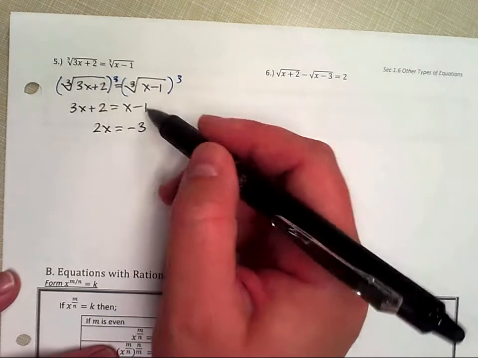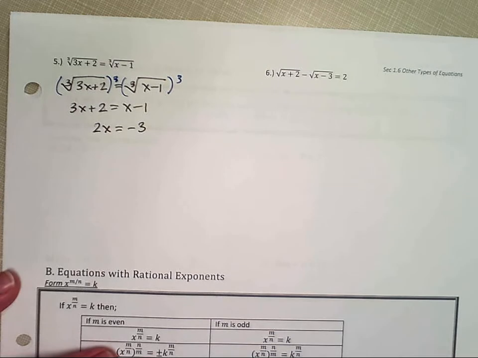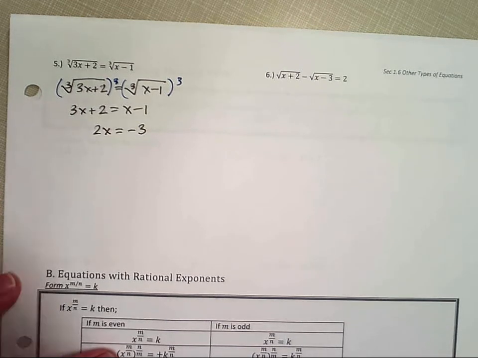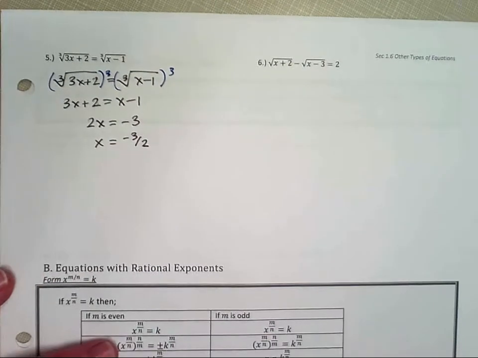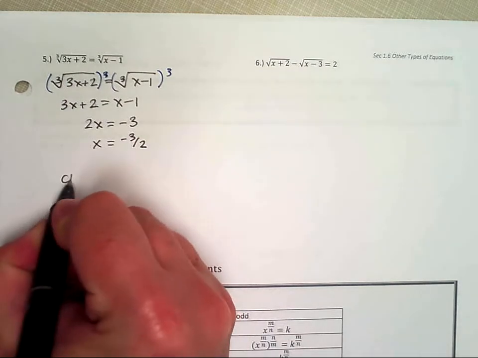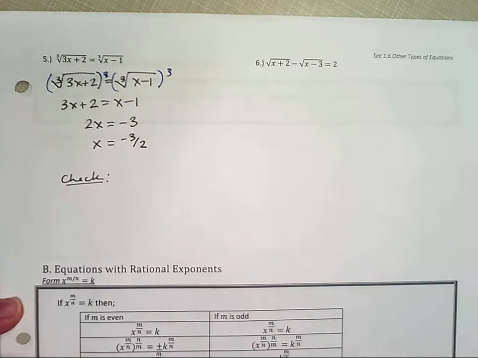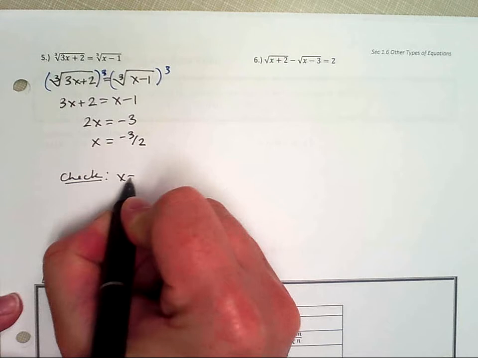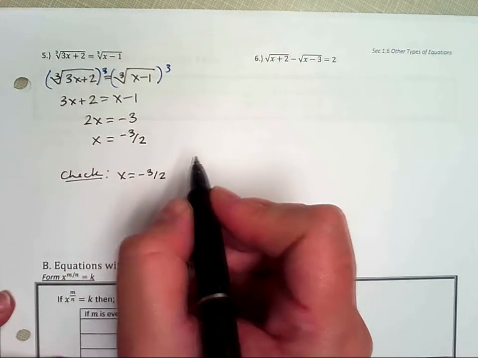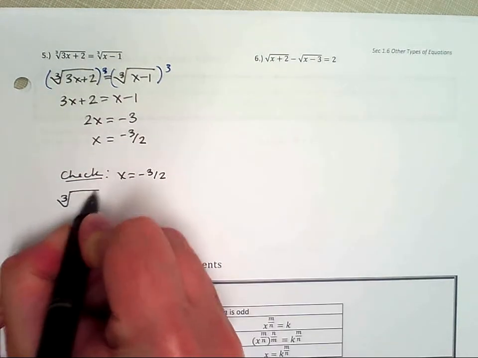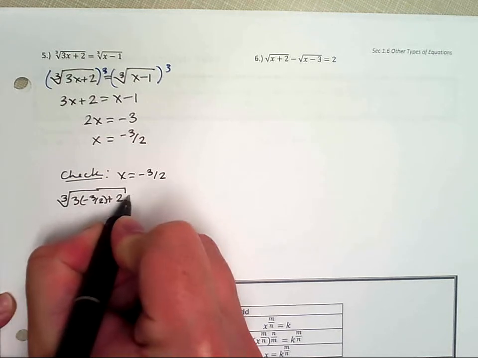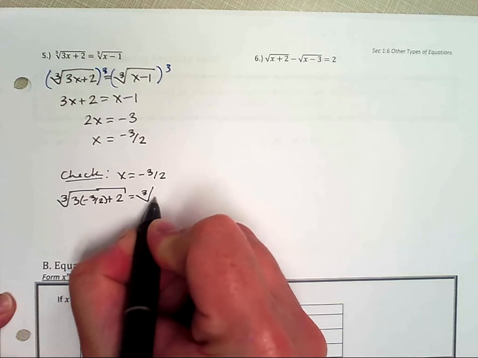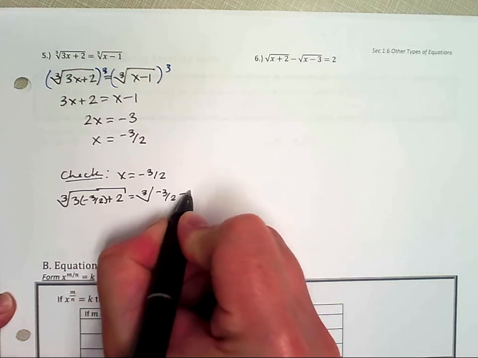Okay? So I'm not writing that step anymore where we add and subtract stuff. So now how do I solve for x? Divide everything by 2. I get x equals negative 3 over 2. With these ones, I have to make sure I check my work. So I'm going to check x equals negative 3 over 2. I'm going to plug that back into my original. I have 3 times negative 3 over 2 plus 2 equals the cube root of negative 3 over 2 minus 1.